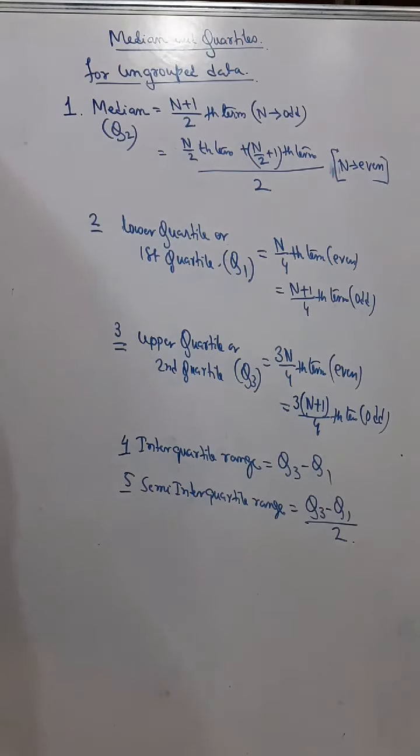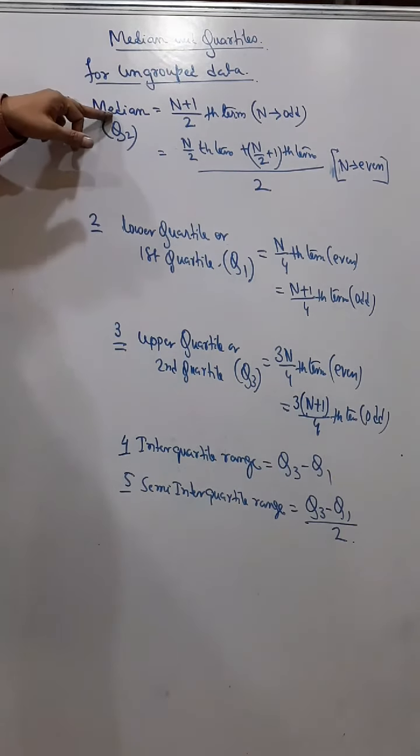Ungrouped data means when we don't have any class intervals. We have just random values, and from those values we have to calculate the median and quartiles. How to do that, we'll see today. Before that, all of you should write down all these formulas. This is the formula for finding medians and quartiles.